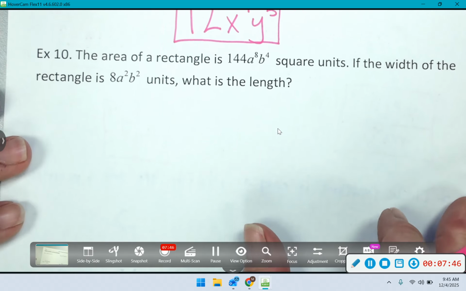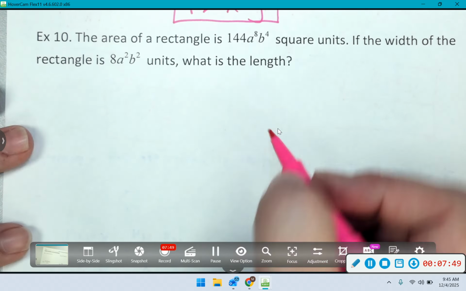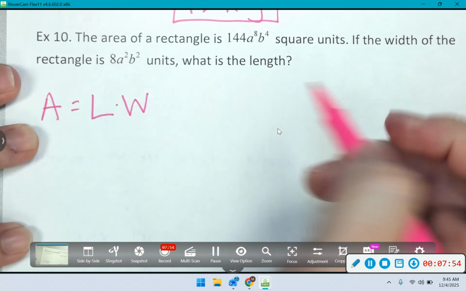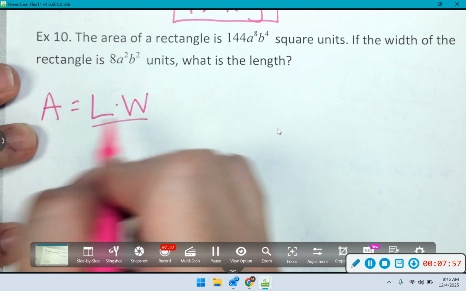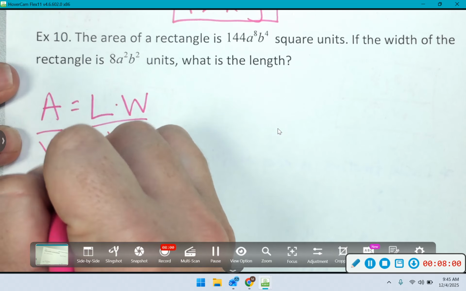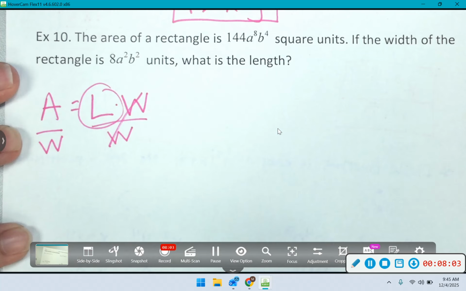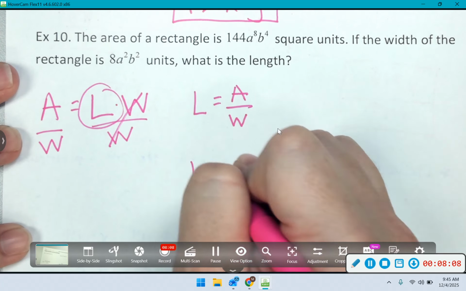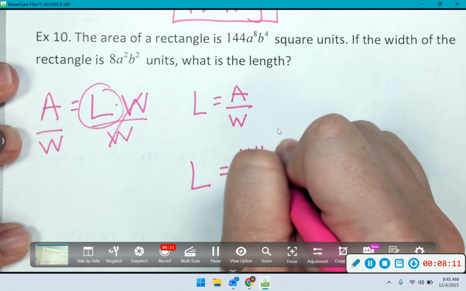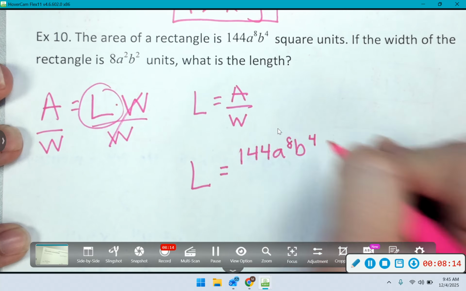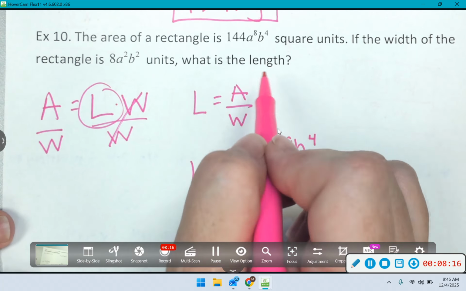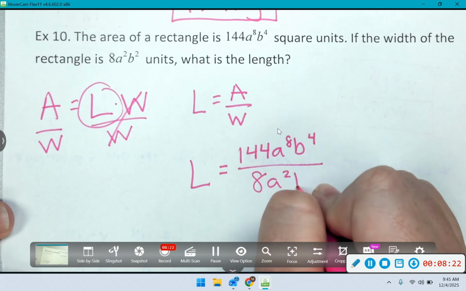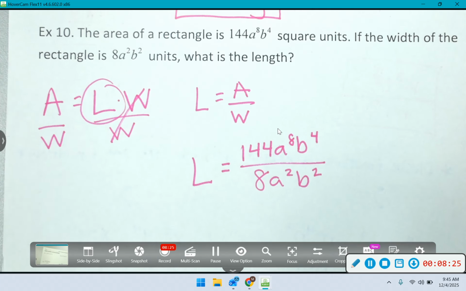Okay, the next one's a little different though. It says the area of a rectangle is 144, so it gives me the area. What I want you to realize is here it's wanting to find the length. Well, I'm going to divide by w on both sides so I get length by itself. So length equals area divided by width. I'm going to use my area because this only gave me one side, and I want to find the other side, the length. So I know the width, so divide by width. When it gives you the area, you're dividing.